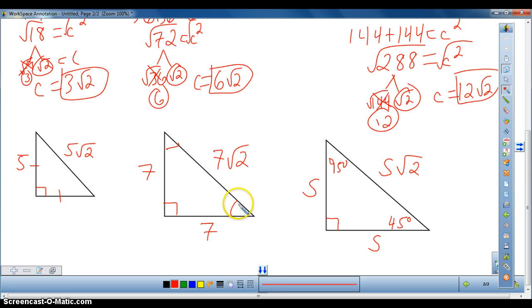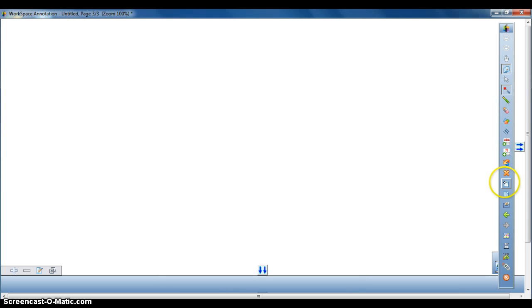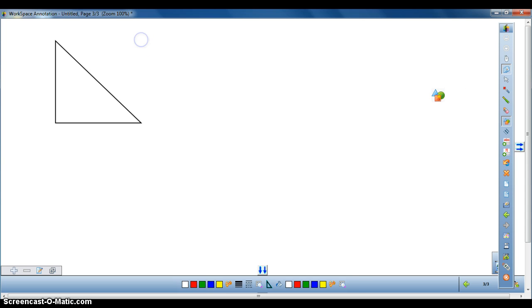Okay, so applying this to some harder problems, or some of the ones we're going to have to work a little bit backwards, you might have a problem where you were given the hypotenuse rather than the length of the leg. So go ahead and draw this picture. Go ahead and draw another 45, 45, 90 triangle.